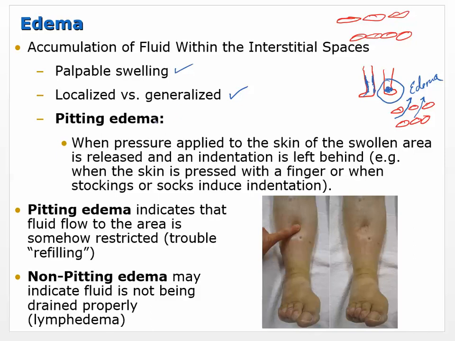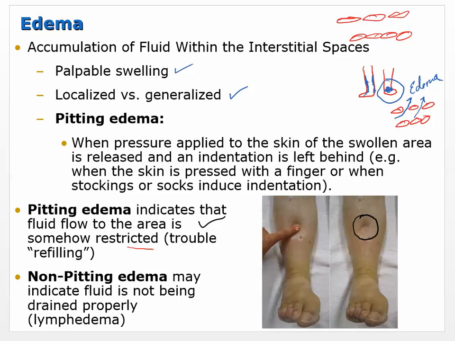Those are a couple of different ways that edema can show up. Pitting edema: there's a difference between pitting and non-pitting edema. Pitting edema means if you press on an area, which we can see in this picture down here, and then you remove your finger, and that indentation remains, we'll call that pitting edema. If we think logically, if you push on something and you don't have good flow to that area, then it's going to take a while to refill that pit. So pitting edema indicates that fluid flow to the area is somehow restricted. We're trying to replace the fluid that was pushed out of place, but if you don't have good flow, then it's going to take a while. It can be graded 1, 2, 3, 4, depending on how severe it is. It's restricted flow. It's just not refilling fast enough.